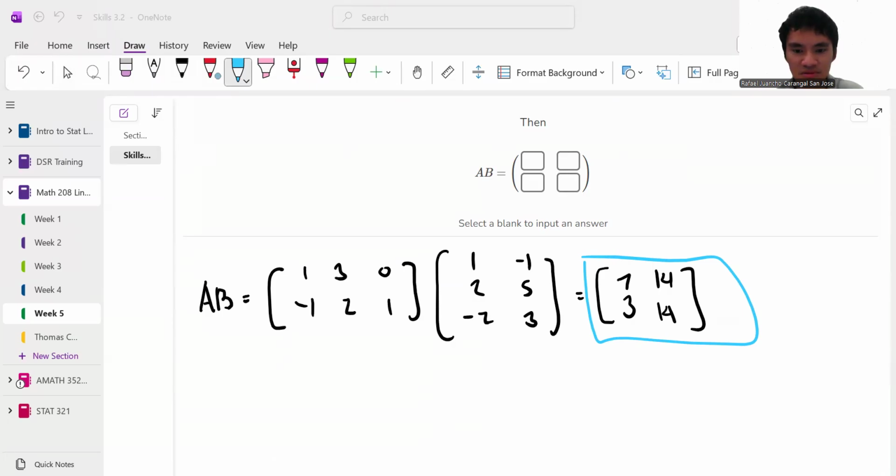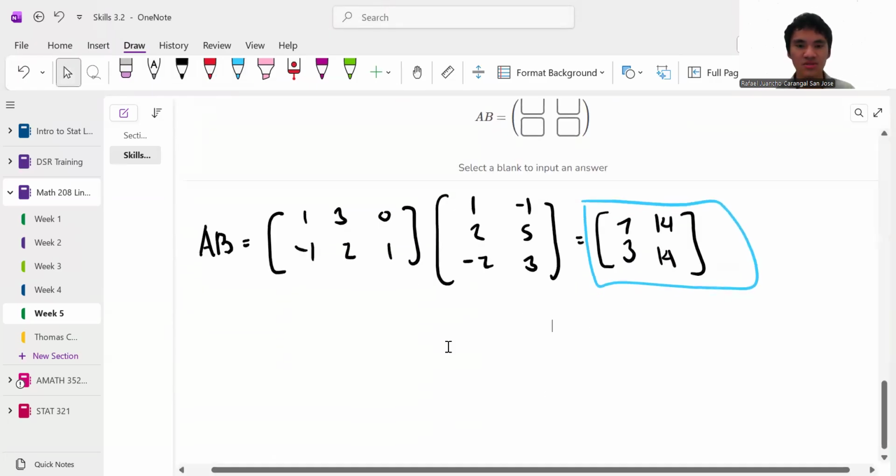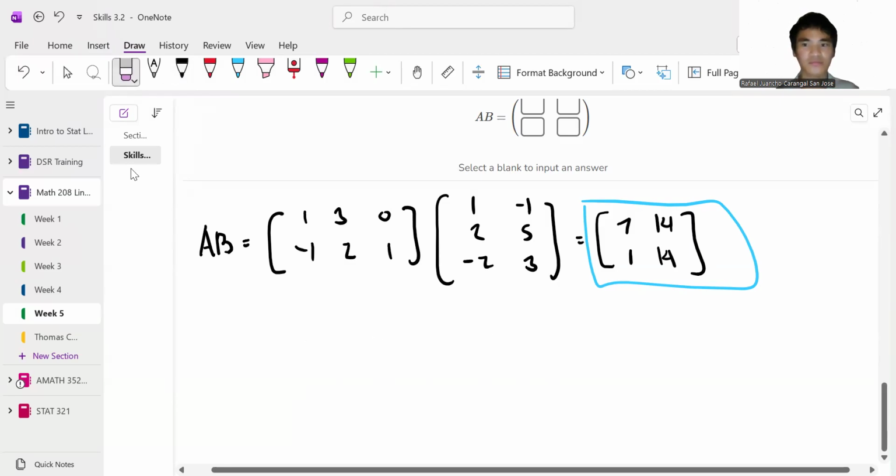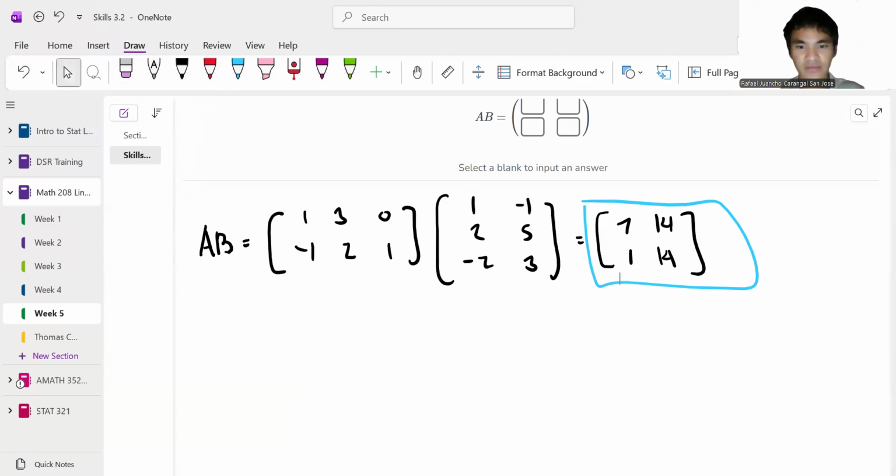Oh, I messed up one part. The 3, what did I mess up on? This is negative 1 times 1, 2 times 2, 1 times negative 2. That's the same thing as negative 1 plus 4 minus 2. Oh, it's a 1. This thing's a 1. Okay, great. Let's see if we got it. I change this to a 1. Nice.